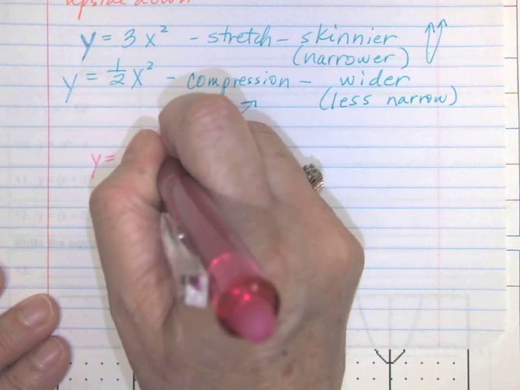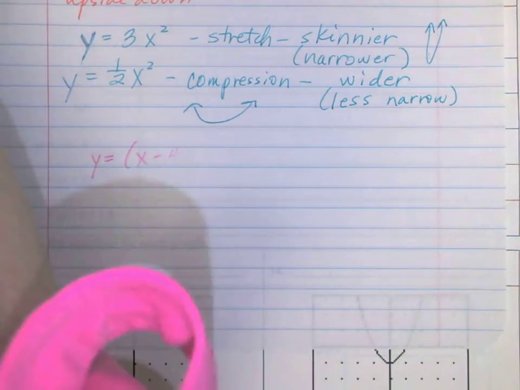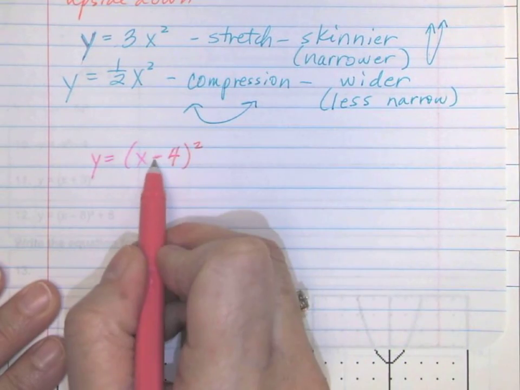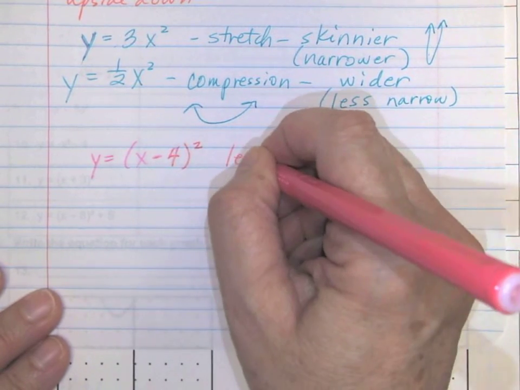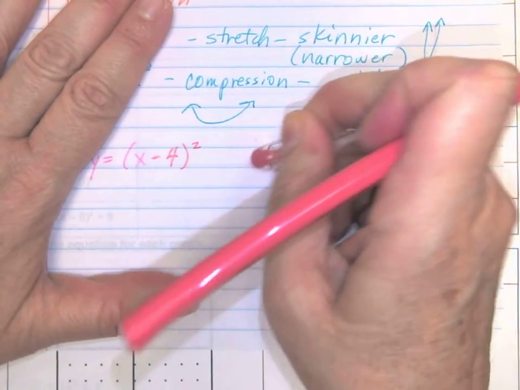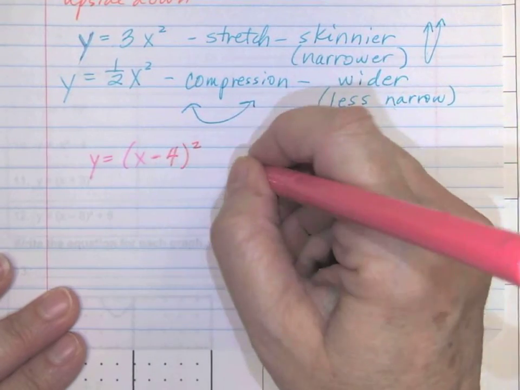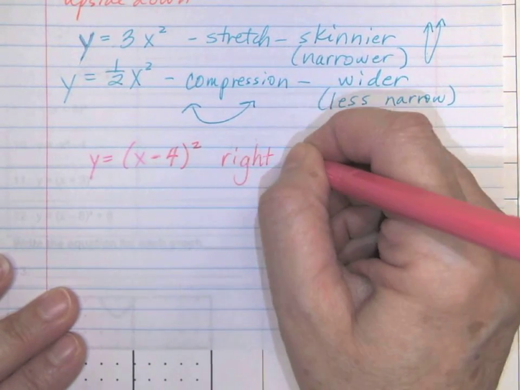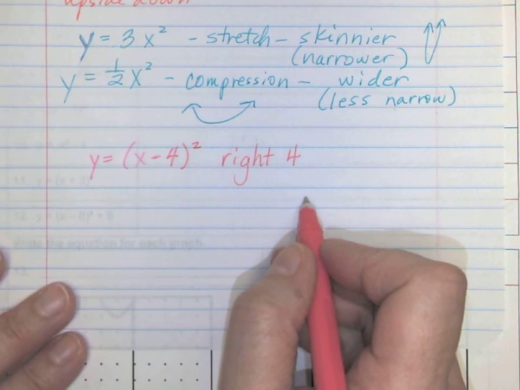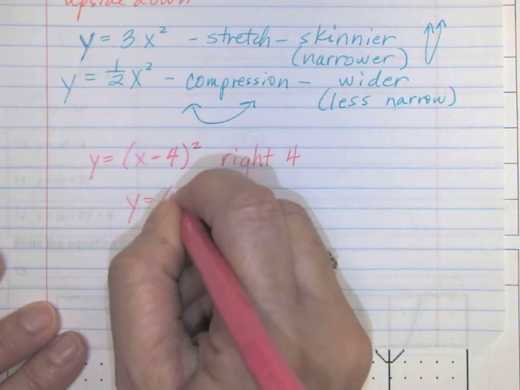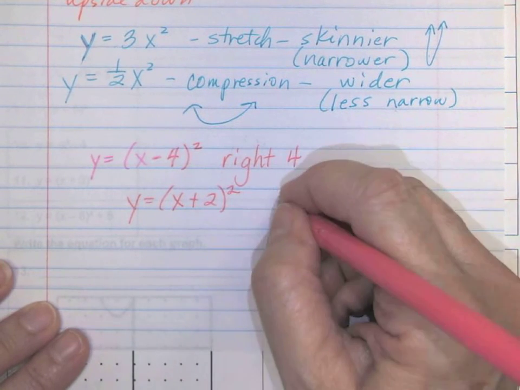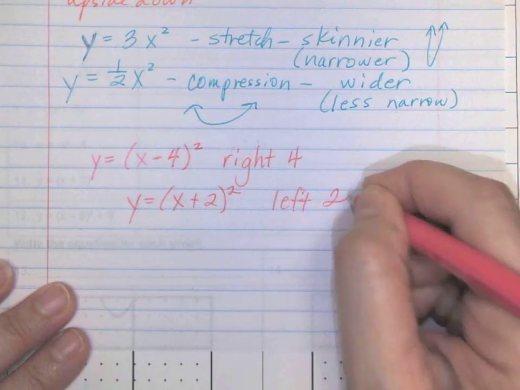So if you have a minus in parentheses, that moves it horizontally. You would think left because negative goes left on the graph, but in the parentheses it goes opposite of how you think. So this would move your vertex to the right 4. And then let's say you had a plus inside the parentheses. That's a horizontal move. That would move it to the left 2.